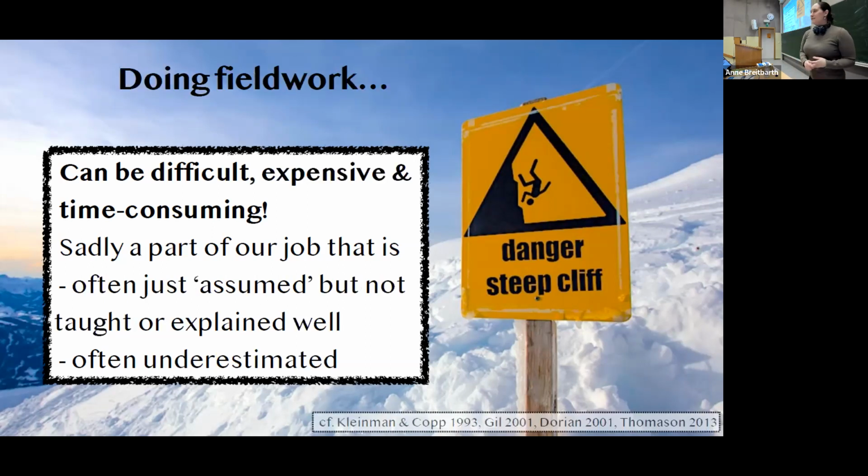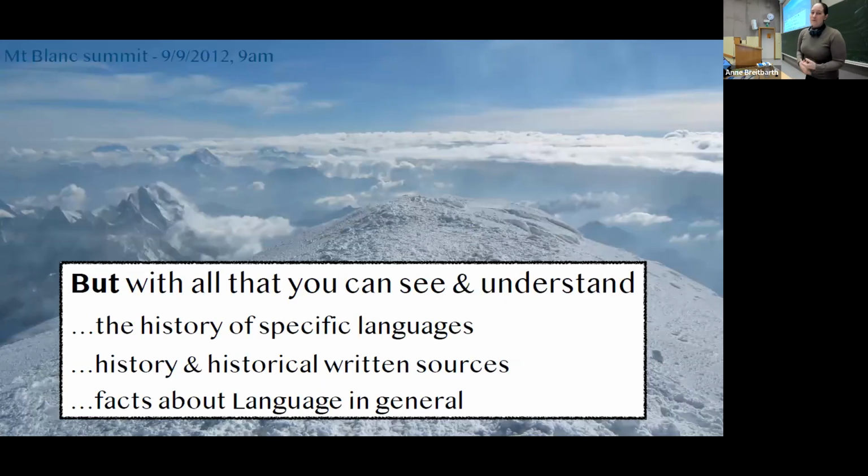And the same with doing fieldwork, that is not often acknowledged. It's sort of more of, oh yes, you have all this data, but what are your results? People jump to that. But it's so difficult to prepare your fieldwork and to actually make sure that you get the data that you want. So that deserves some recognition as well. And with all of that together, we hope to ultimately know more about specific languages, the history of specific languages, more about history in general, historical written sources, and facts about language in general.